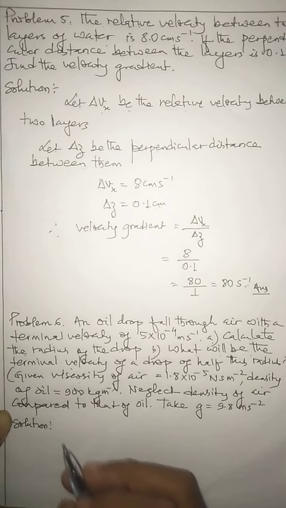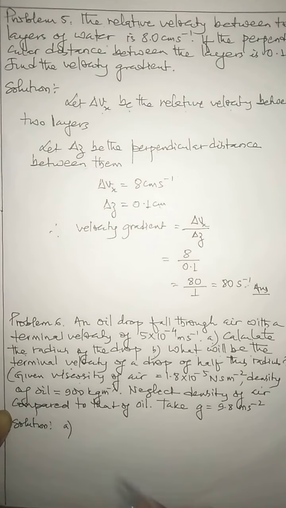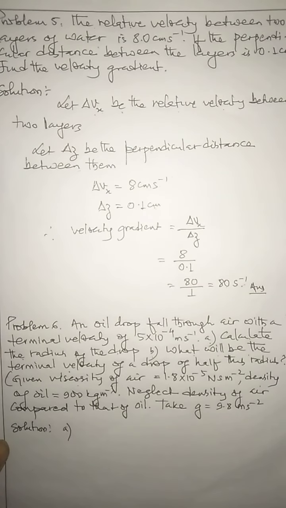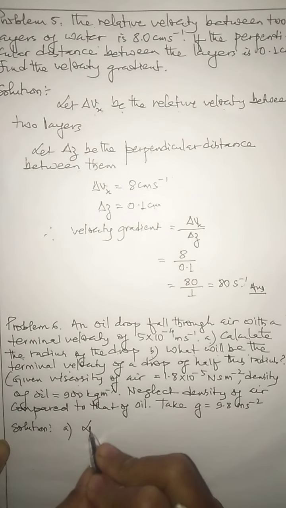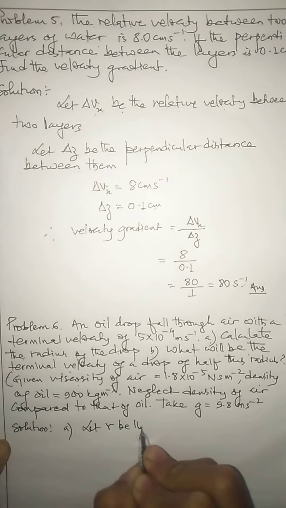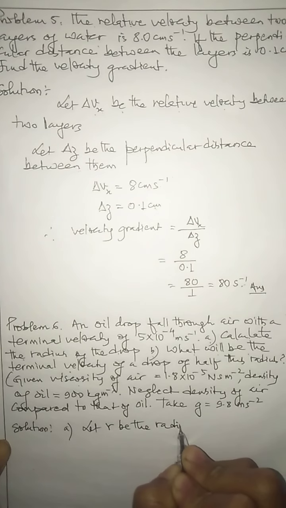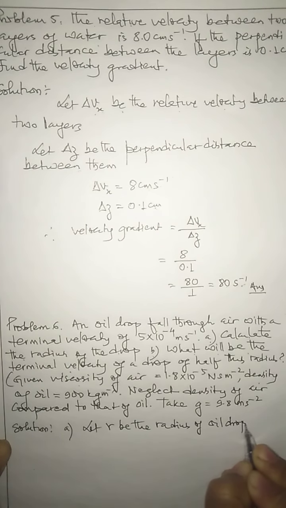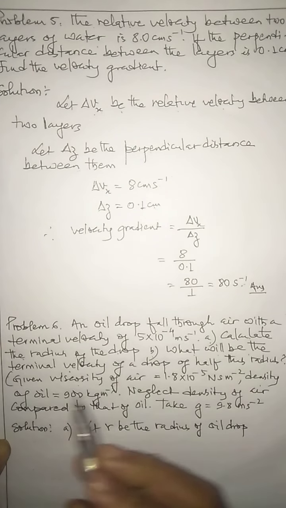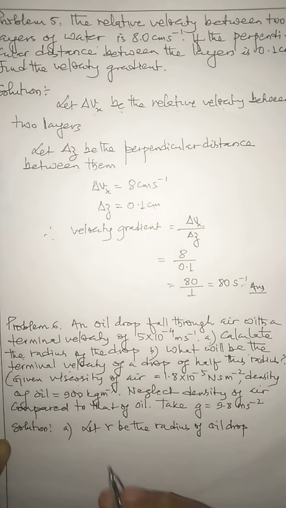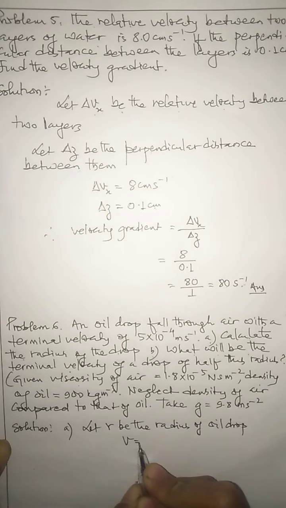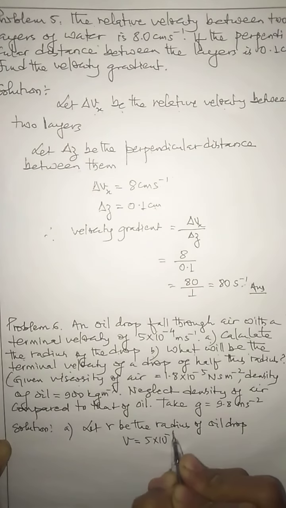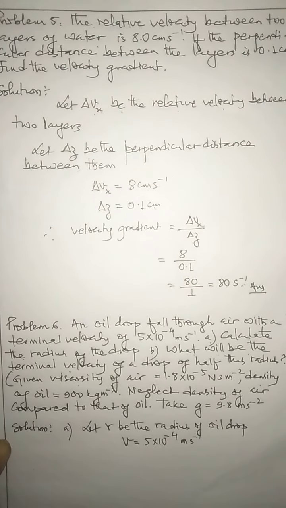So in this question, which is divided in two parts, let's do the first part of the question. Okay. Now, in order to solve the first part of the question, I consider let r be the radius of the oil drop. So that oil drop radius I consider as r. And it has a terminal velocity, and the terminal velocity is basically v, and this value is given 5 into 10 power minus 4 meter per second. Okay. Now calculate the radius. That means we have assumed a radius to be calculated.